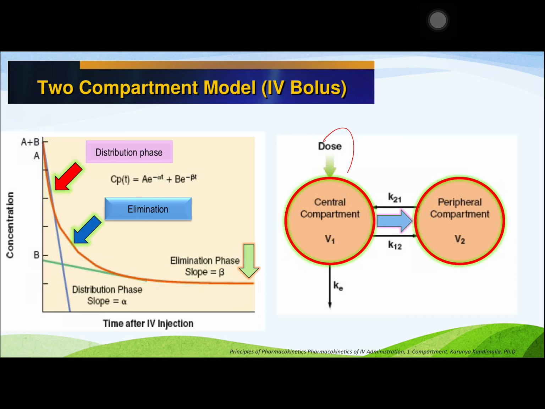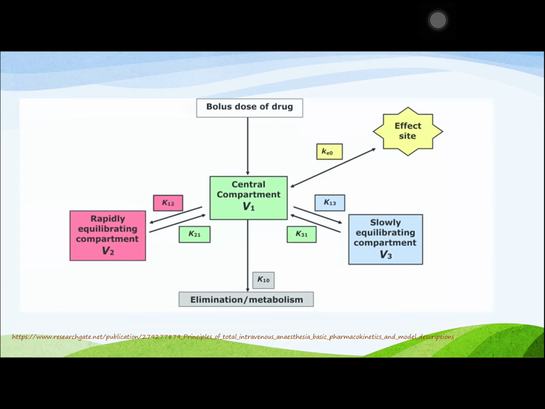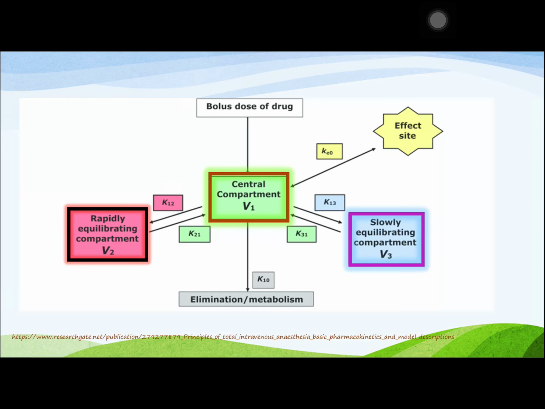The first order process of K12. As soon as drug appears in the peripheral compartment, some passes back into the central compartment, K21. Irreversible removal of the drug also happens in the central compartment, KE.